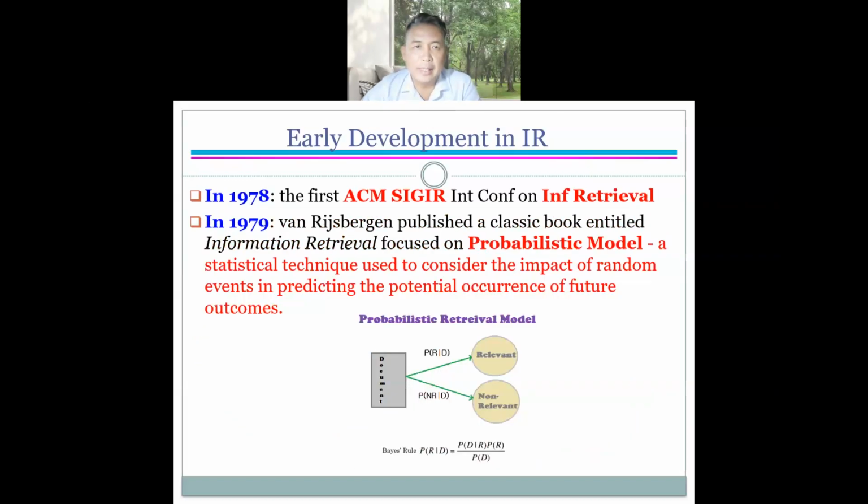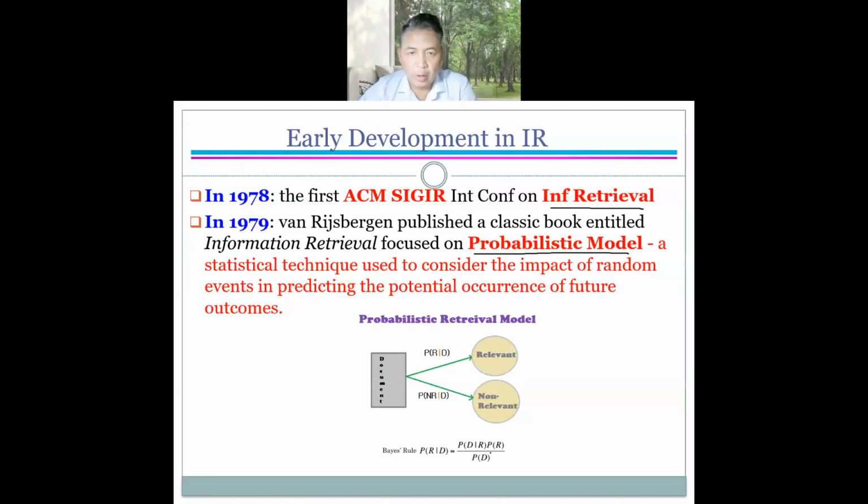And then later in 1978, they had the first conference on information retrieval. In 1979, van Rijsbergen published another book and they proposed the probabilistic model. This is a statistical technique used to consider the impact of random events in predicting the potential occurrence of future outcomes. When we apply this in information retrieval, we are looking at the probability of having this keyword in this text document.